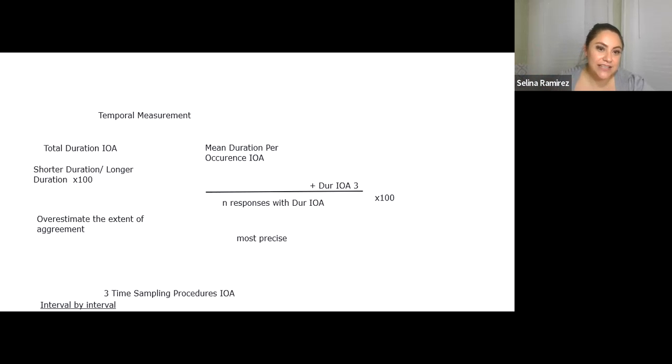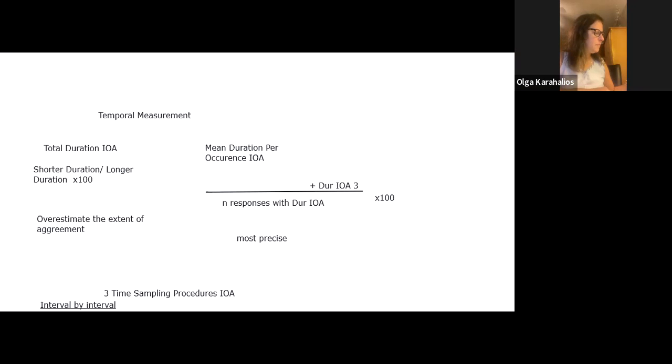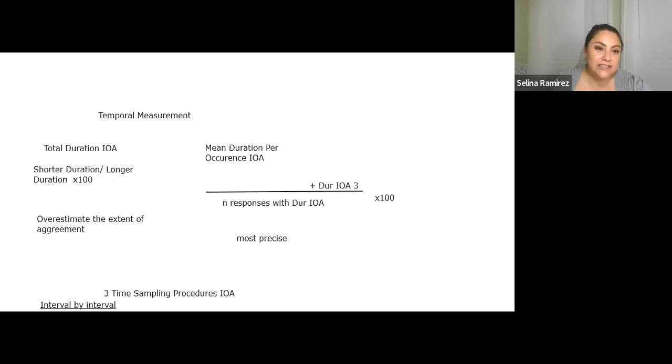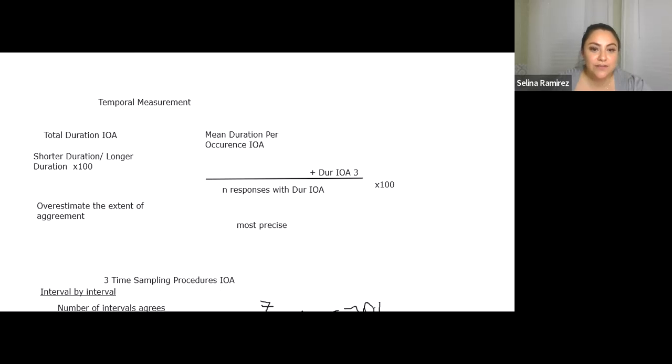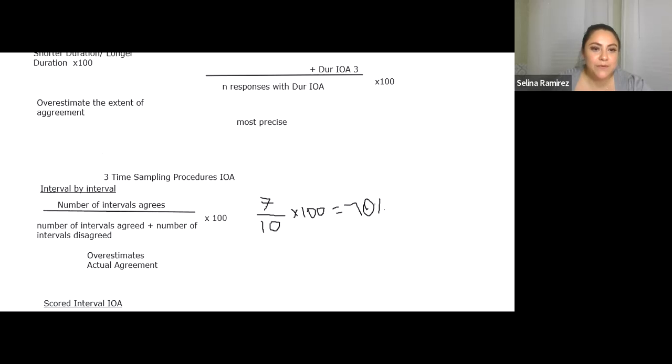Last week, we talked about temporal measurement. So temporal, who remembers what temporal is? Time, yeah. So where it is in time. So those are going to be your duration. So we learned about total duration, and your mean duration per occurrence. We learned the formulas for those, and we did our examples.